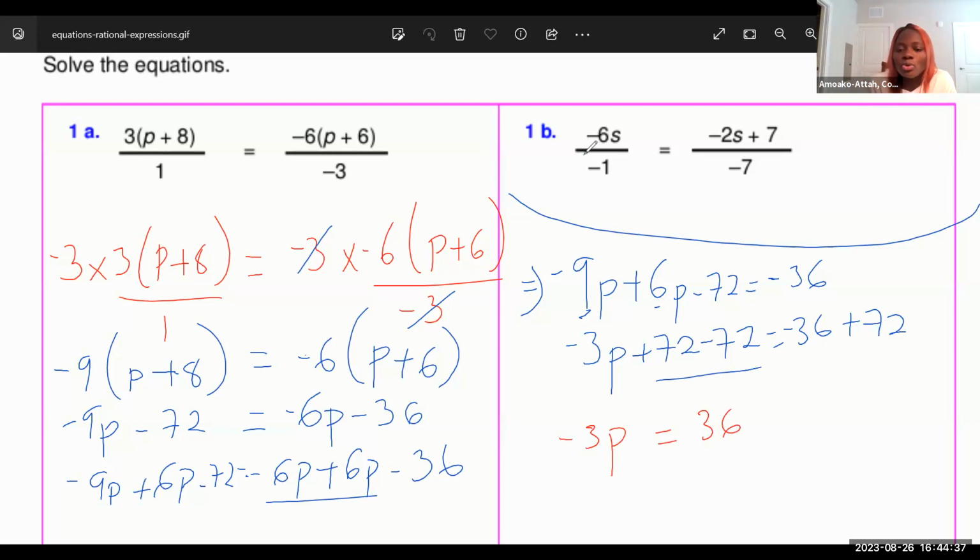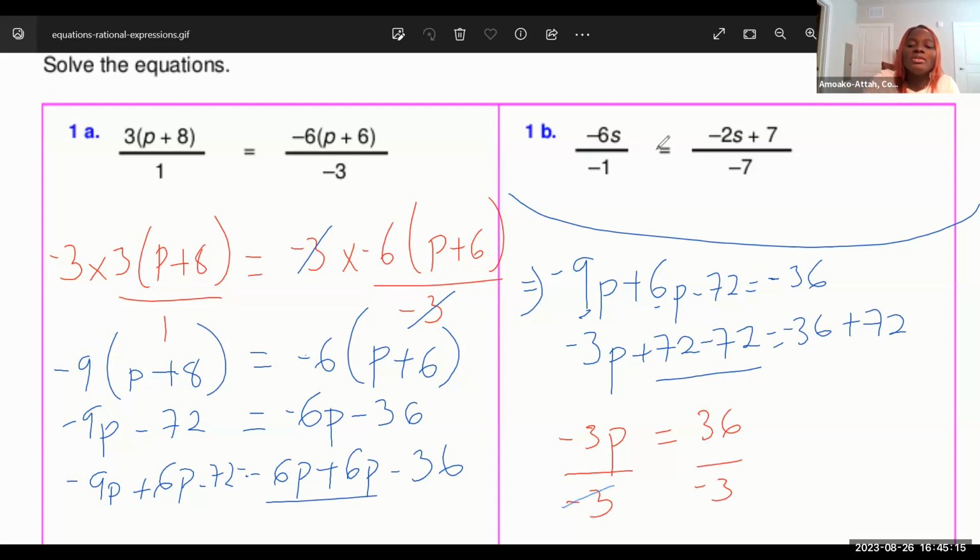At this stage, what do we do? We apply the inverse of operations. The negative 3p means negative 3 times p, so it is multiplying over here. And its inverse will be what? Division. So this means we are going to divide both sides of the equation by the coefficient of the variable p. So we now simplify.